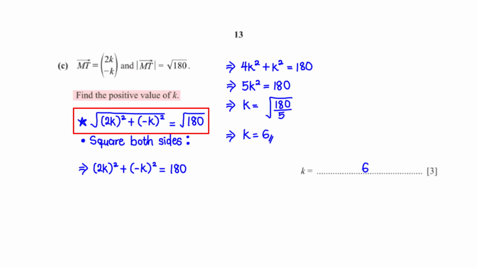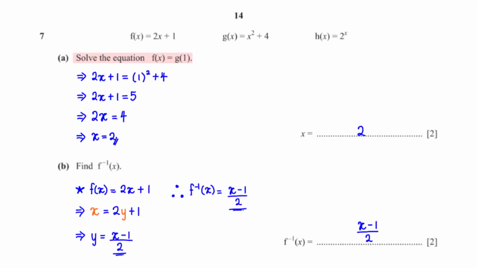From here, all we need to do is make k the subject of the equation. When we square both sides of the equation, this is what we get. (2k) all squared is 4k squared, and (negative k) all squared is k squared. 4k squared plus k squared is 5k squared. When we divide both sides of the equation by 5 and take square root of both sides, this is what we get. We only take the positive square root since we are told to find the positive value of k. Square root of 180 divided by 5 is 6.